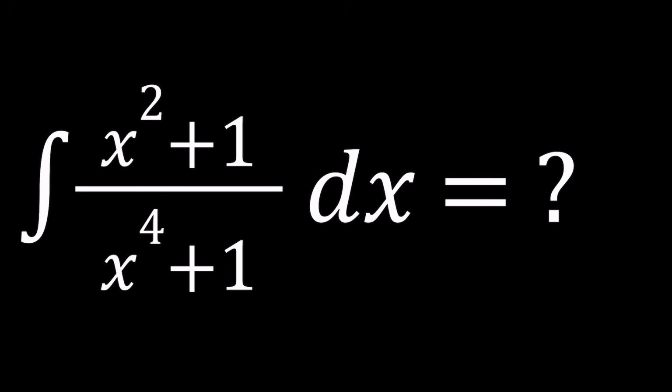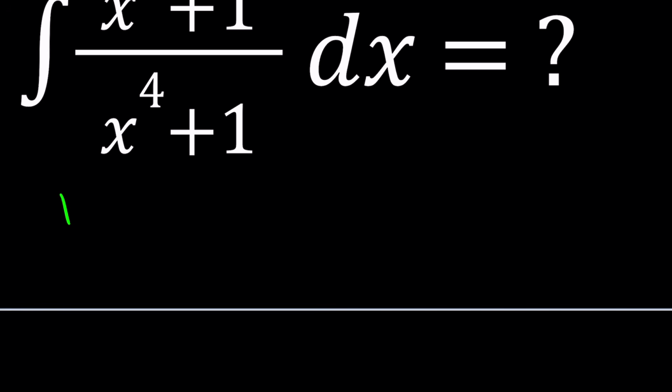Hello everyone. In this video, we're going to be integrating a rational function in two different ways. How cool is that? We have (x² + 1) divided by (x⁴ + 1) dx. Of course, we're going to integrate with respect to x. And let's see how we can do this in two different methods. Okay? Let's start with the first one.